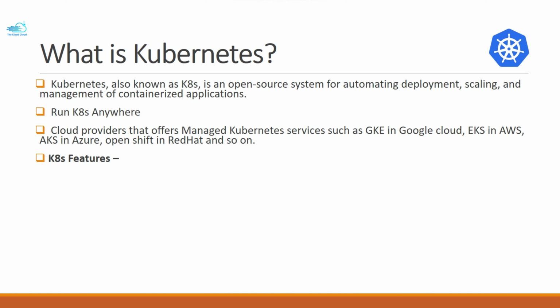Let's talk about the Kubernetes features. Kubernetes automates the rollout and rollbacks. So what does it mean? Kubernetes progressively rolls out changes to your application or its configuration while monitoring the application's health to ensure it doesn't kill all your instances at the same time.